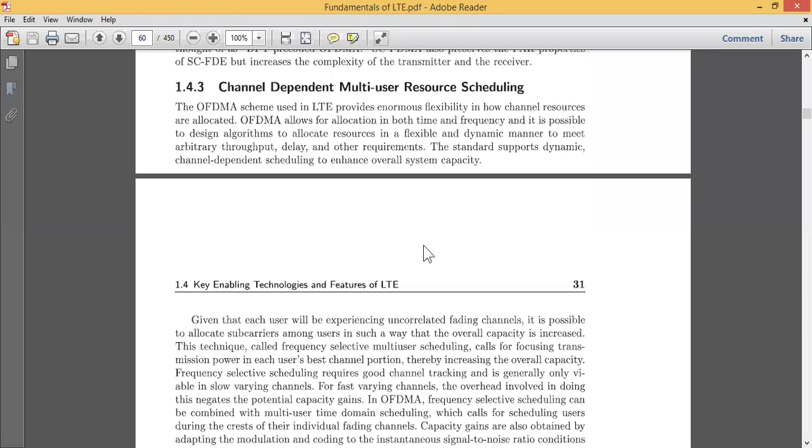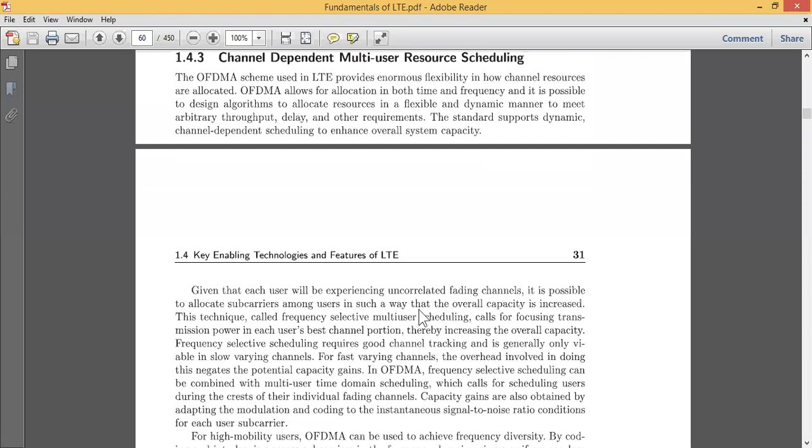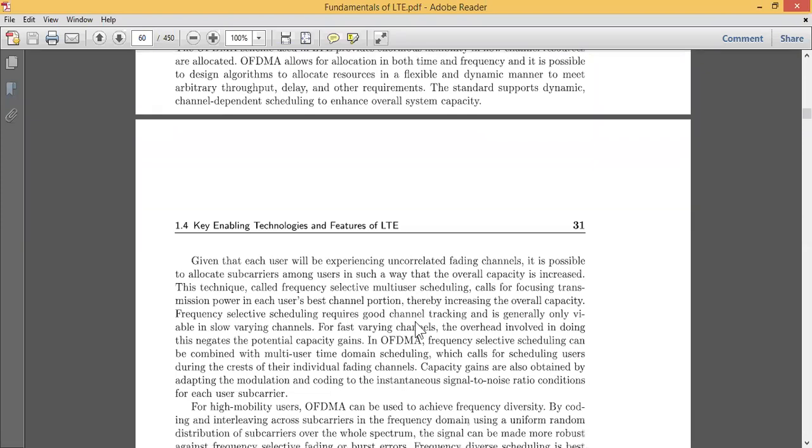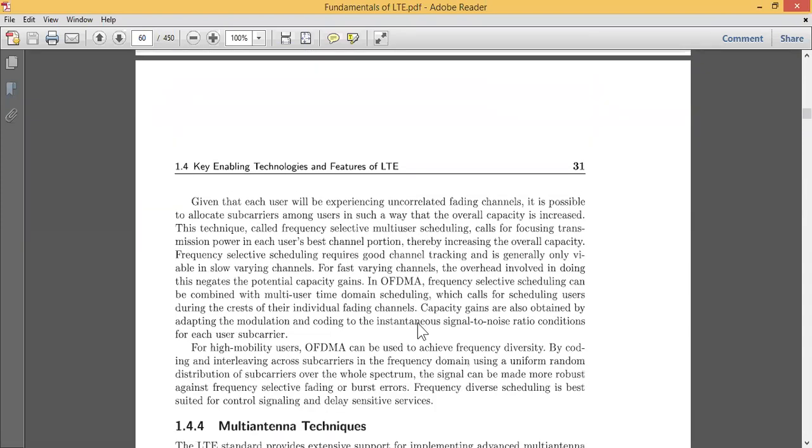Therefore, by making use of this OFDM technology, the resources allocated in the LTE system are far better compared with CDMA, TDMA and FDMA.